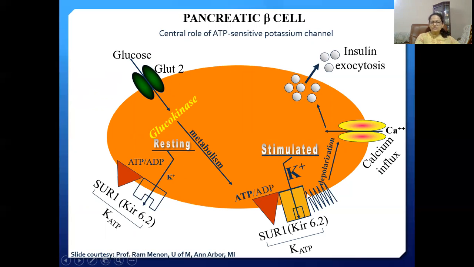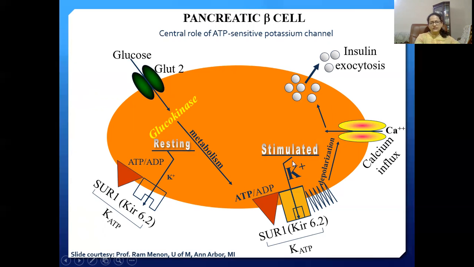And this causes this potassium channel to close, leading to depolarization. Depolarization leads to opening of this voltage gated calcium channel. Calcium comes in, leading to exocytosis of insulin. So if there is gain of function mutation of this channel, what's going to happen is that potassium will continue to escape out and the cell will not depolarize and insulin will not release, leading to neonatal diabetes.